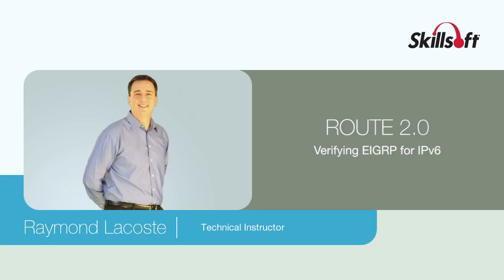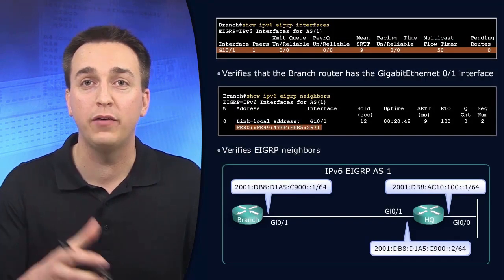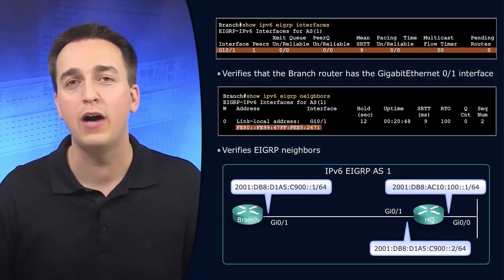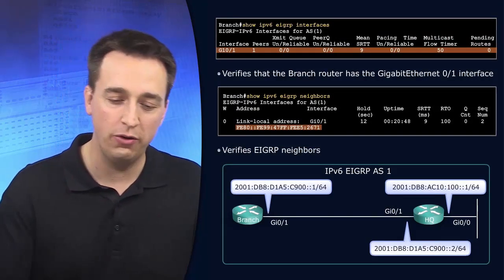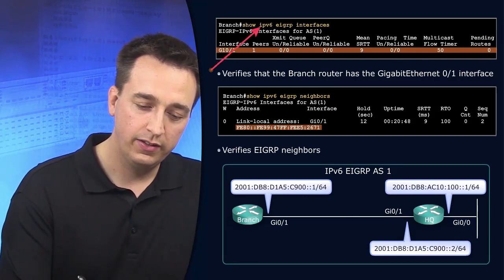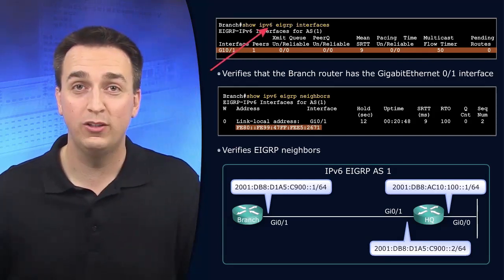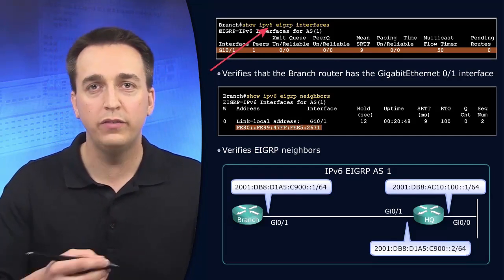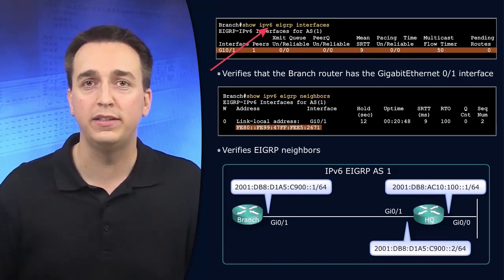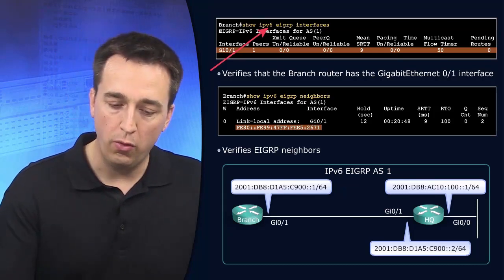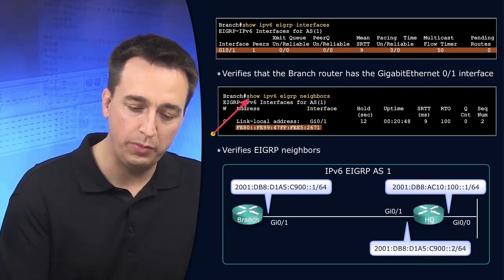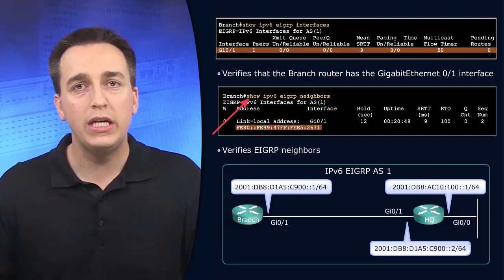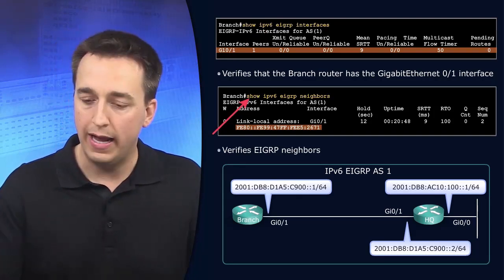Not a whole lot has changed between EIGRP for IPv4 and EIGRP for IPv6 in regards to the show commands. All they've added was v6. So show ipv6 eigrp interfaces to view the output of the interface table. Show ipv6 eigrp neighbors to see which neighbors this router has.